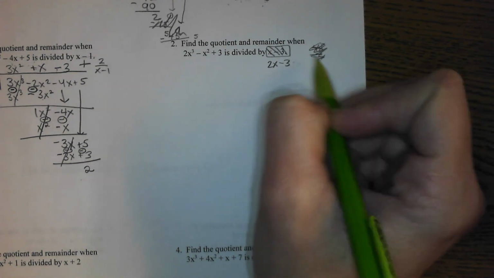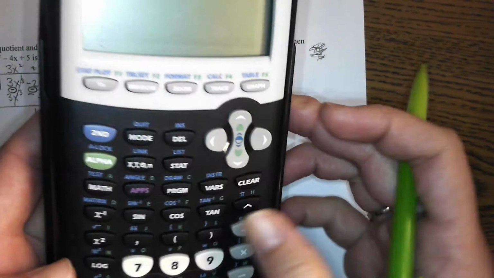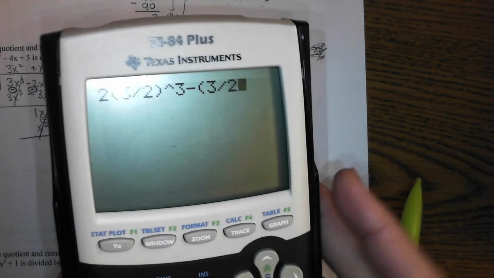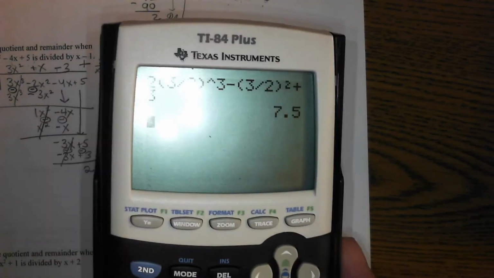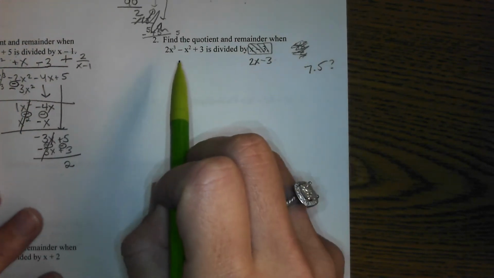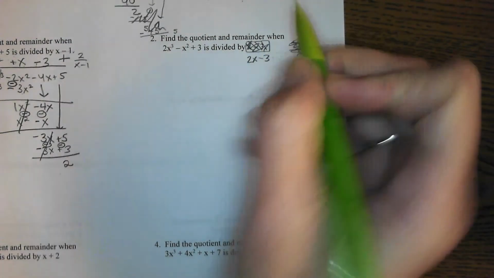So 3/2, I would plug in 2 times 3/2. I'm not going to try to do this one in my head. Minus 3/2 squared plus 3. So I should be targeting a remainder of 7.5. We'll see how that pans out. I'm a little afraid of that. All right. This might be an interesting conversation. See what happens when you make up an example on the spot.